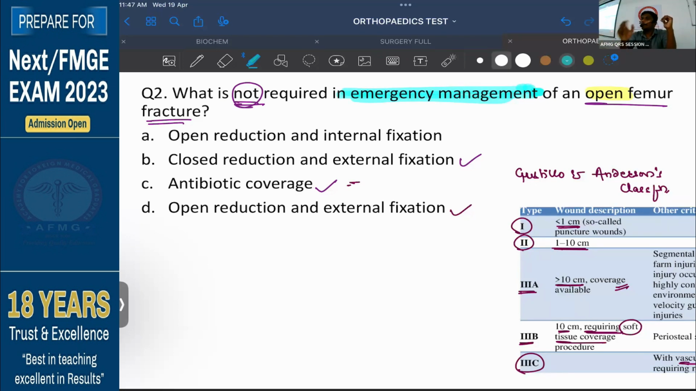मैंने जैसे बताया. But emergency management immediately at the time of presentation, will we do internal fixation? No, we will try to avoid internal fixation for some time due to the high risk of infection in case of an open or a compound fracture. ठीक है, तो emergency की वजह से my answer would be what? My answer would be option E. अगर emergency नहीं mentioned होता तो चारों भी आंसर हो सकते थे. ठीक है, चारों करेक्ट हो सकते थे मतलब.